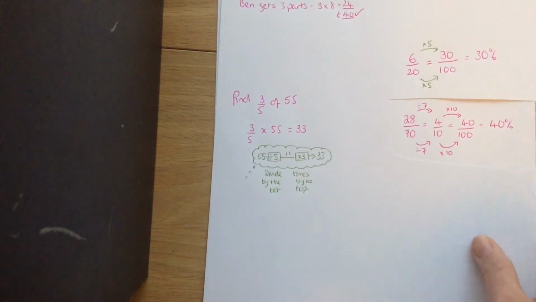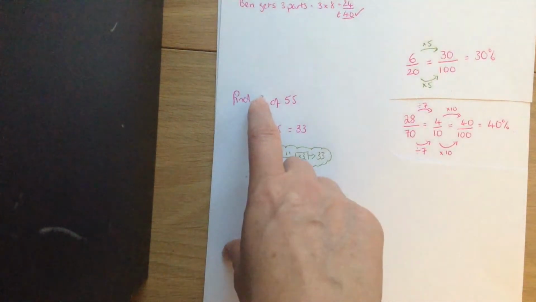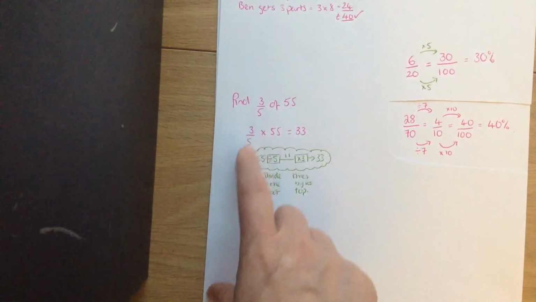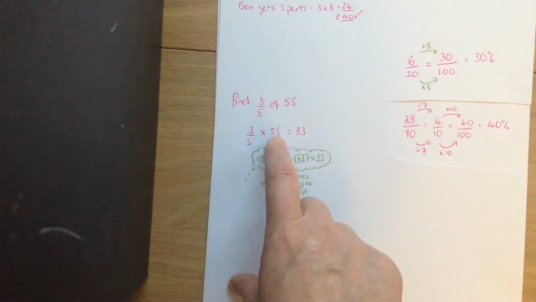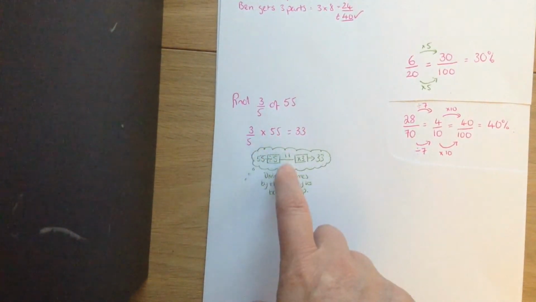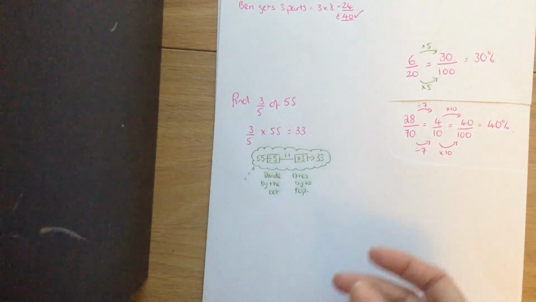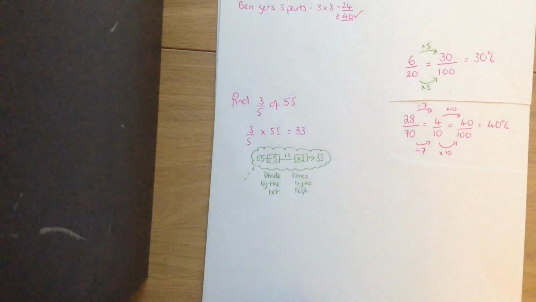The second thing I want to check is that you can find a fraction of a quantity. So here we're finding 3/5 of 55. All we need to do is find 1/5 by dividing by 5. So 55 divided by 5 is 11. And then, once we know 1/5, times it by 3 to find the 3/5. So 11 times 3 is 33.